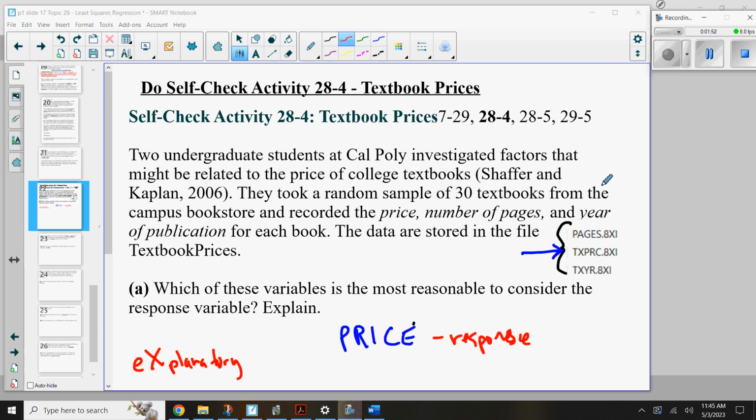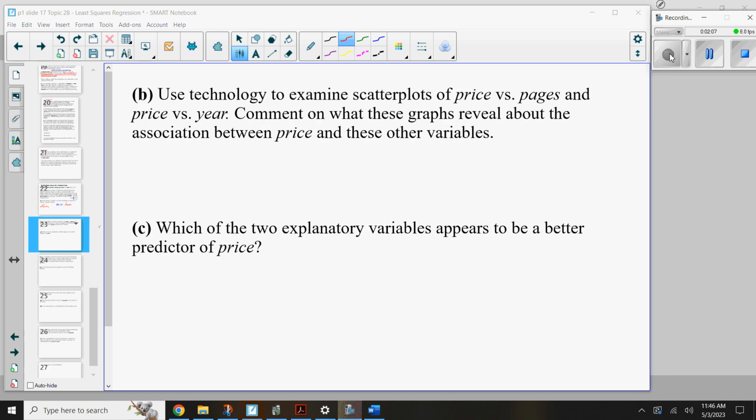Remember that the explanatory variable will be your x variable. That'll go on the x-axis, and the response variable will go on the y-axis. So they want me to make two scatter plots here: one of price versus pages, and the other of price versus year. One thing that's a little confusing to me, and I always have to look it up every year, is that when you have something versus something else, the y value is the first one and the x value is the second one. I don't know why it's like that, but it is.